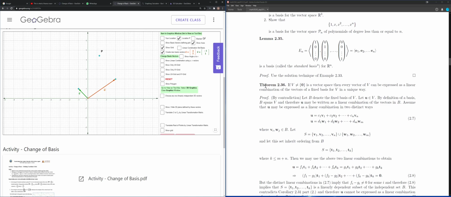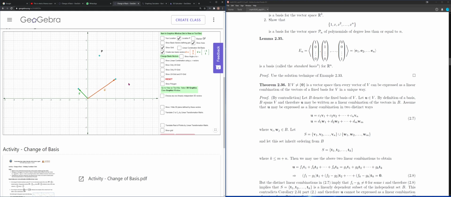Alright, okay, so let's look at theorem 2.36, right? Okay, so I'm going to consider a vector space, and this is a vector space that is not just a trivial vector space, right? So this theorem is going to apply to vector spaces that have non-zero vectors in them, right? So not just your trivial vector space. Okay, so given your vector space and given some fixed basis of my vector space, right?